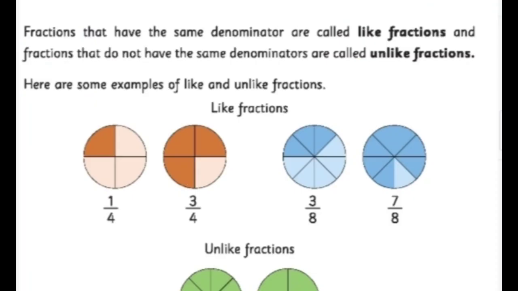Here see, 1/4 and 3/4 are like fractions because both fractions have the same denominator, which is 4. Next, 3/8 and 7/8. Both these fractions are like fractions because both of them have the same denominator, which is 8. Clear, children?